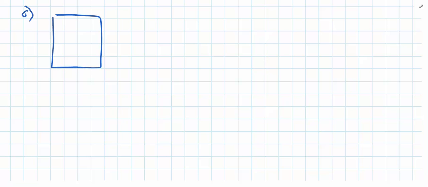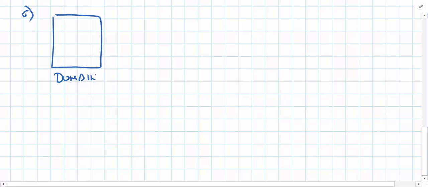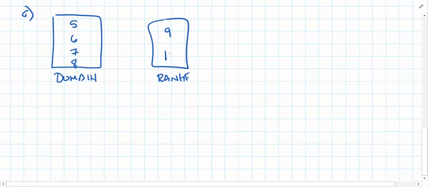Let's say this is my domain, and in my domain I'm going to have a couple of elements: 5, 6, 7, and 8. And in my range, I'm going to have the element 9 and the element 10. How many elements are in my domain for this example? There's 4 elements in the domain. How many elements in the range? There's only 2.